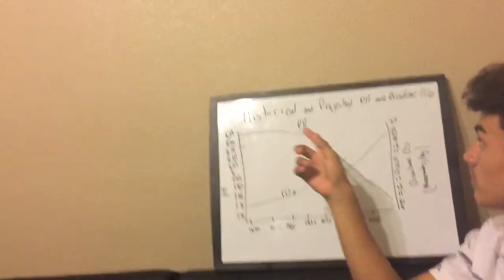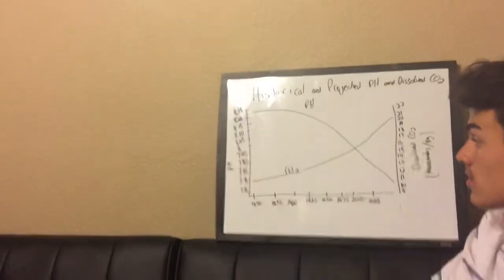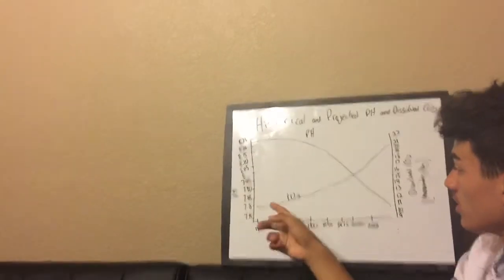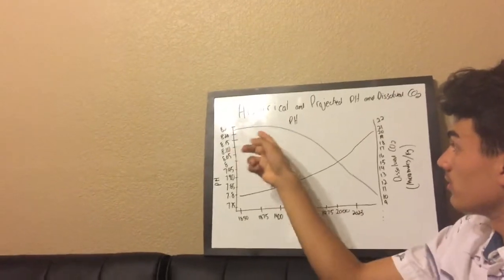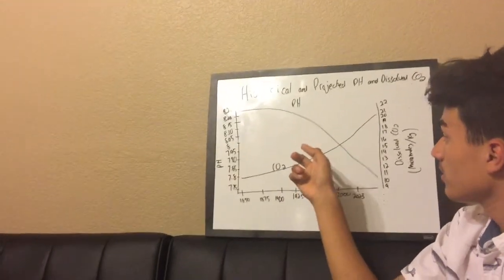In this graph of historical projected pH and dissolved CO2, we see the level of CO2 increase as the level of pH decrease.